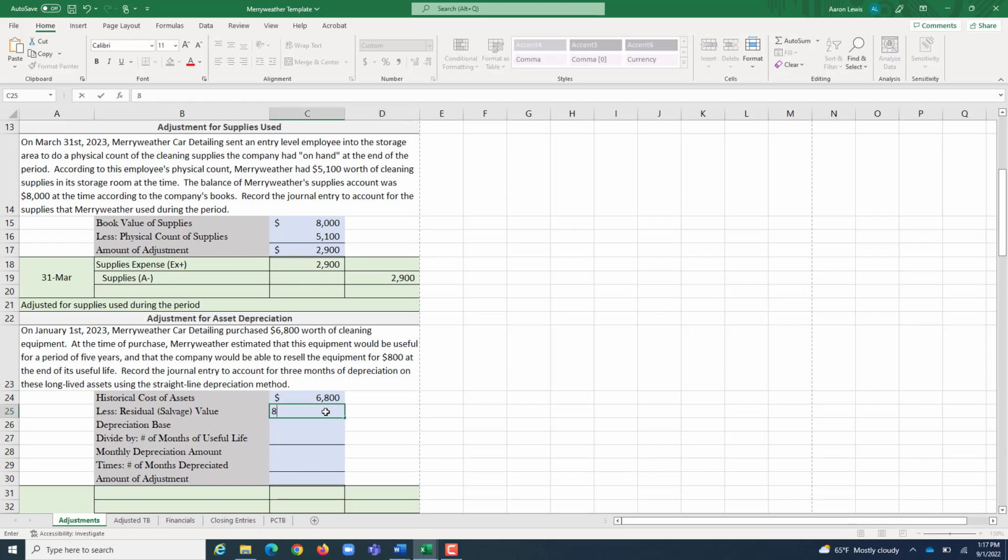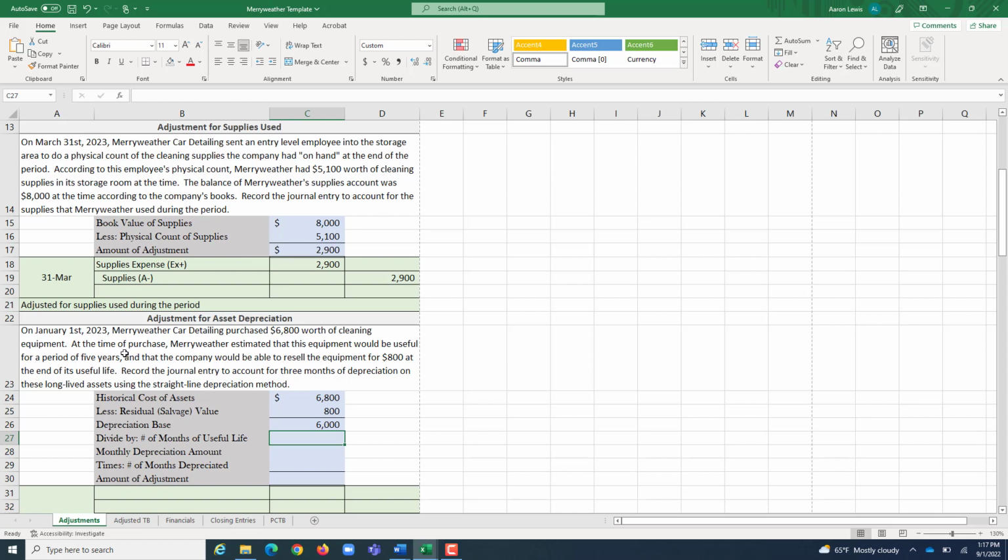Well, that is just the difference between its historical cost and its residual value. If it was worth $6,800 on day one, and it's going to be worth $800 at the end of 5 years, the amount of value we need to take away from it, or its depreciation base, is $6,000. How we get rid of that depends on what methodology we use. For this particular example, we're going to use what is, in my opinion, the easiest one, straight line depreciation. We're going to take it off in equal chunks.